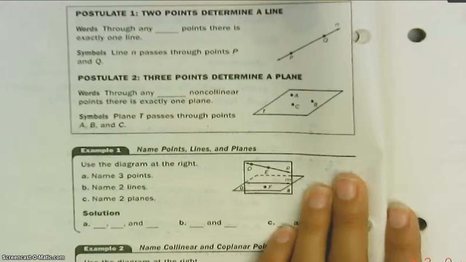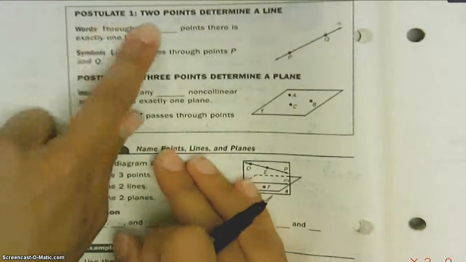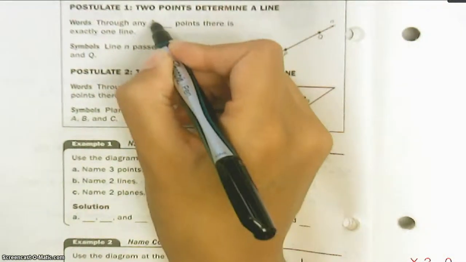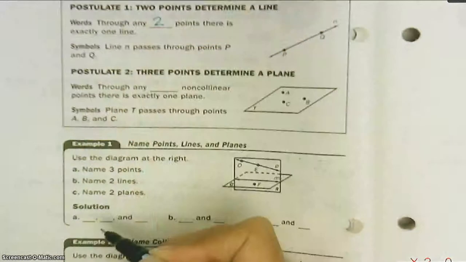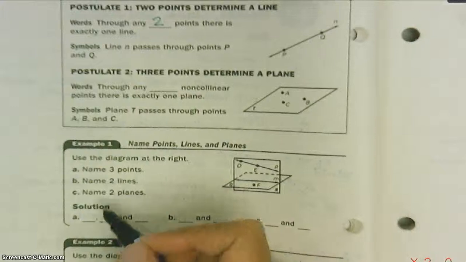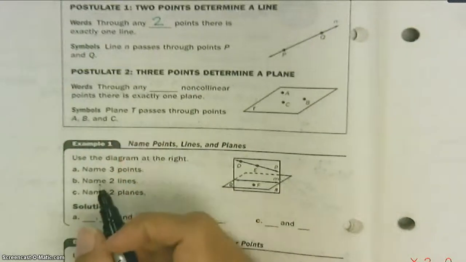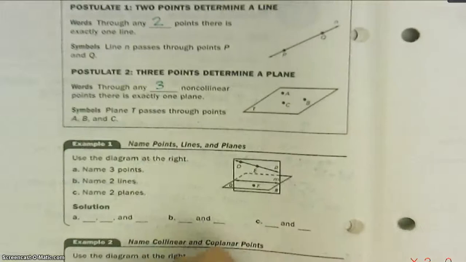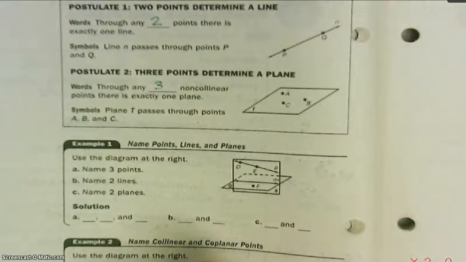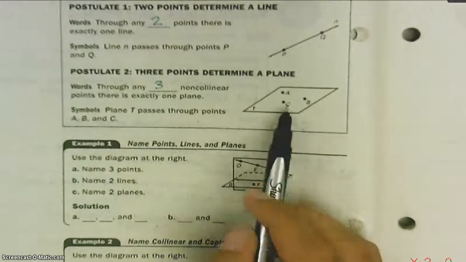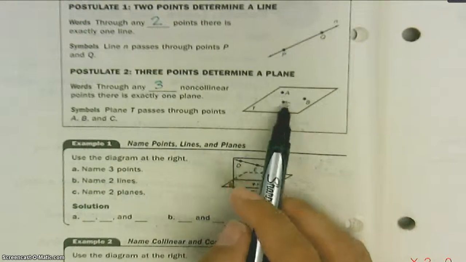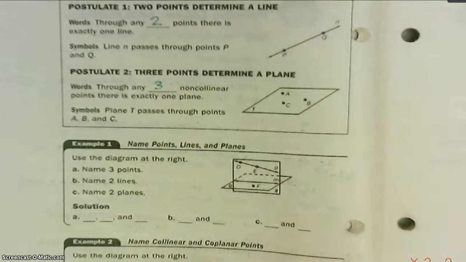All right, postulate 1. So rule number 1, 2 points determine a line. Through any 2 points, there is exactly one line. We'll do an example of this when we get in class. Through any 3 non-collinear points, there's exactly one plane. You'll notice here, they've named it plane T. We've got 3 points on plane T.